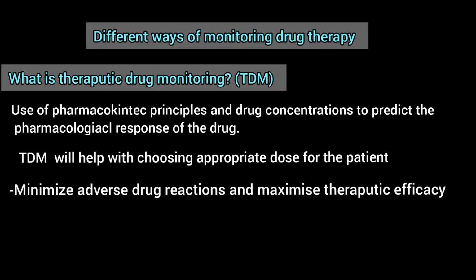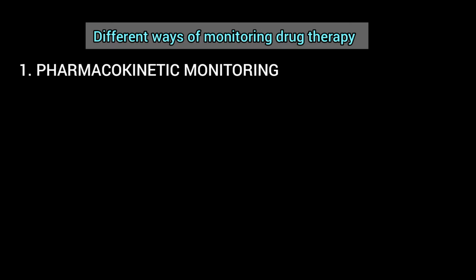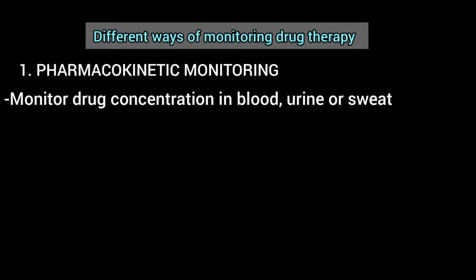Now we're going to move on to the different ways of monitoring drug therapy, and for the first one, it's pharmacokinetic monitoring, which is also known as monitoring drug concentrations. You monitor the drug concentration. You can monitor in blood, in urine, and sweat, and this is particularly good for drugs that are not bound to proteins. So this is for unbound drugs.